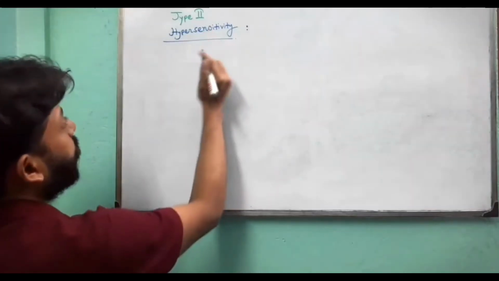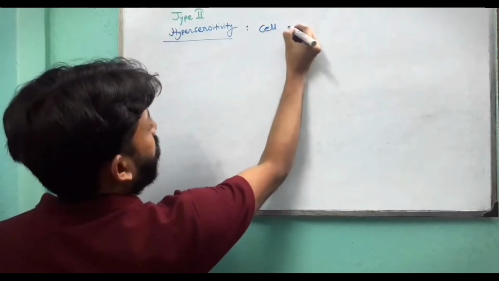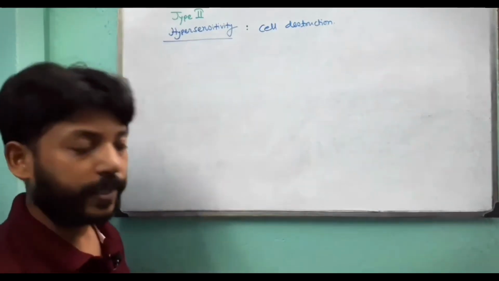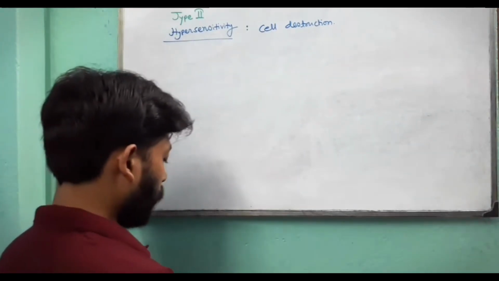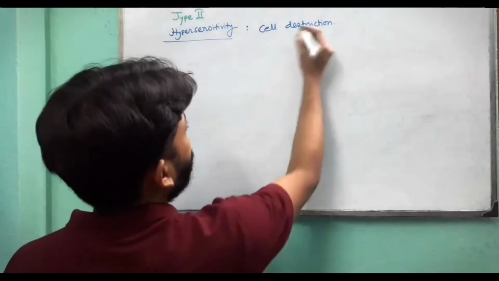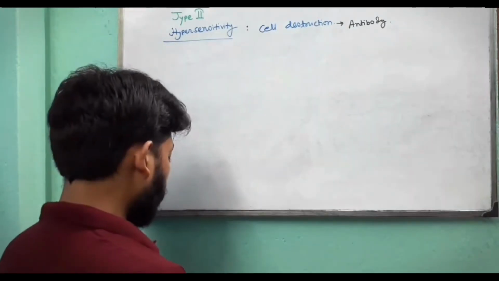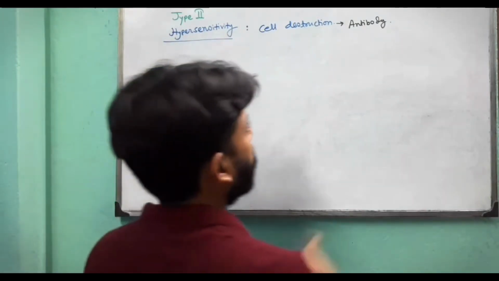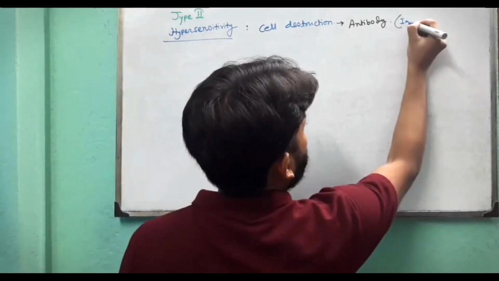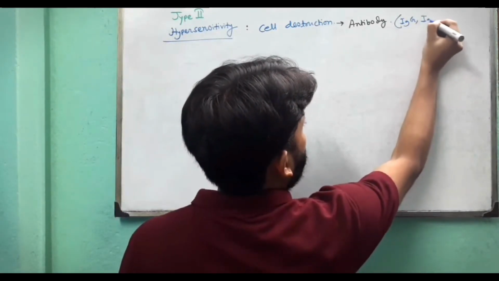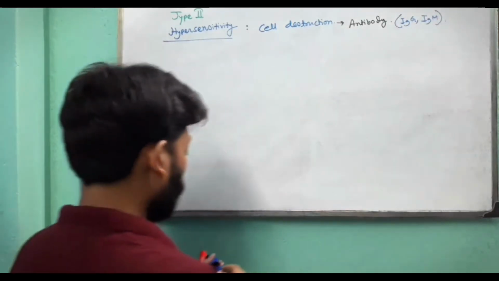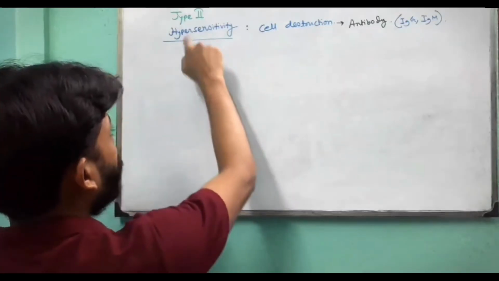In case of type 2 hypersensitivity, cell destruction occurs. That is the sign of type 2 hypersensitivity. And this cell destruction is mediated by antibody, and this antibody is very specific, like IgG and IgM antibody. So these two antibodies are responsible for type 2 hypersensitivity.